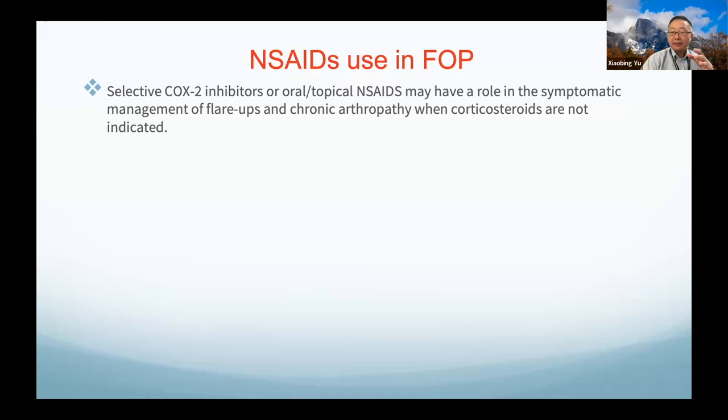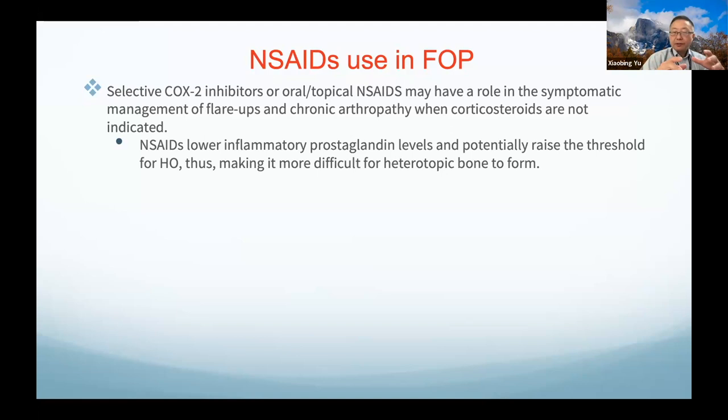And in preclinical studies, people did show that in animal models, NSAIDs might be able to reduce inflammatory prostaglandin levels and potentially increase the threshold for heterotopic ossification development. So the hypothesis is that on a persistent NSAID regimen, it might make heterotopic bone formation more difficult, with the hope of reducing flare-ups.